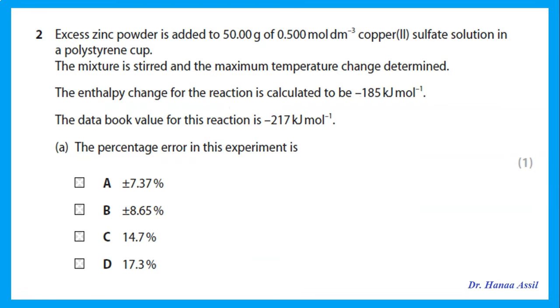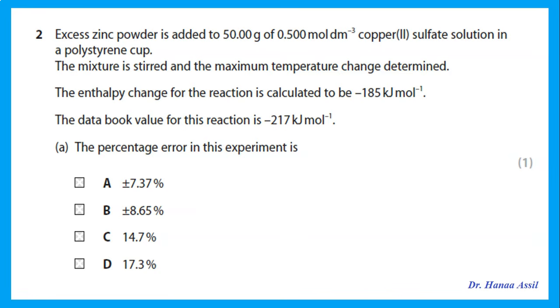Excess zinc powder is added to 50 grams of 0.5 mol per decimeter cubed copper sulfate solution in a polystyrene cup. The mixture is stirred, and the maximum temperature change is determined. For the enthalpy change for the reaction, they found that delta H is minus 185 kilojoules per mole, while the data book value is actually minus 217 kilojoules per mole.